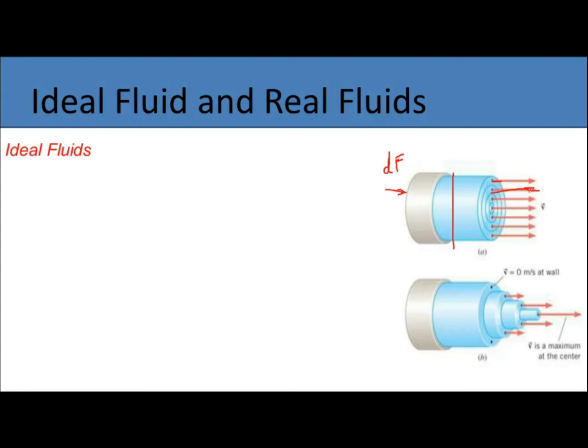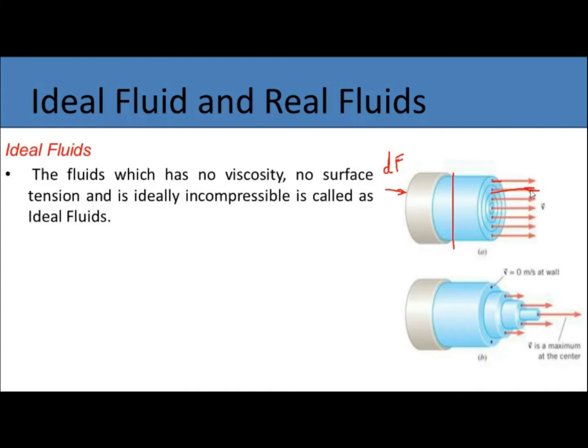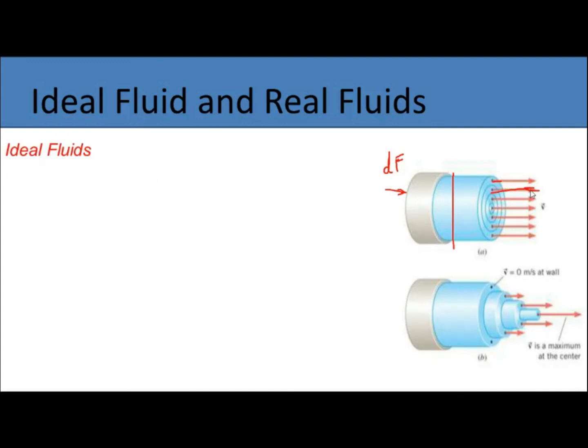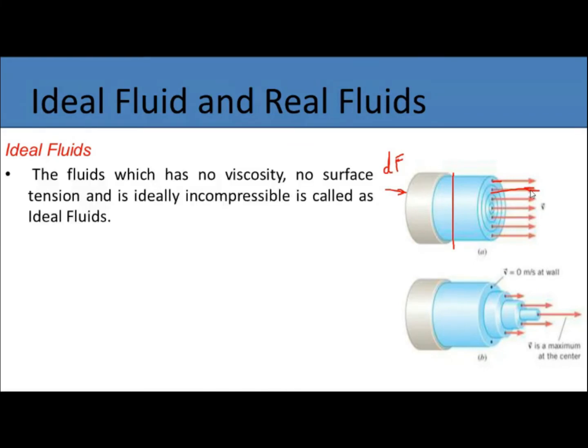Okay, so ideal fluids are the fluids, so that property is nothing but viscosity. Ideal fluids are the fluids which have no viscosity. That means they will not have any resistance to fluid flow. They have no surface tension. अभी surface tension क्या होता है ये हम आगे देखेंगे. And it is ideally incompressible.